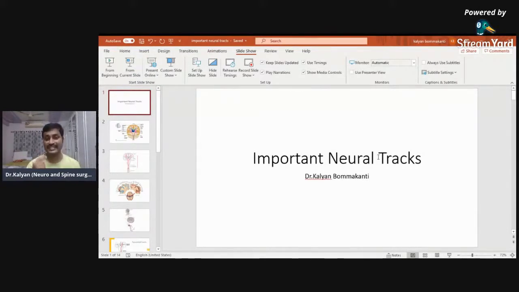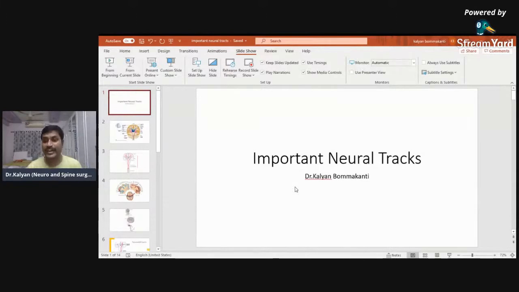Suppose the lesion is at C6. What are the complaints? What are the clinical signs you are going to see? Suppose the lesion is involving the motor cortex. What complaints will you see? Suppose the lesion is involving the dorsal column, dorsal D1. What will you see? To understand all these things, you should understand these basic tracts.